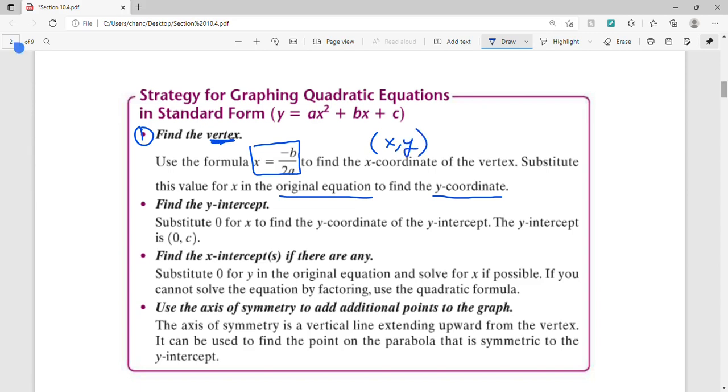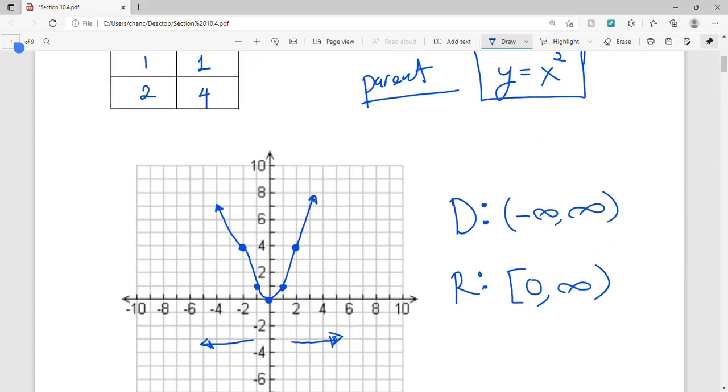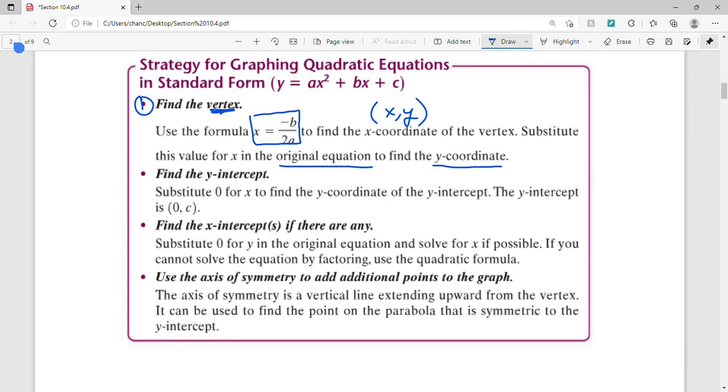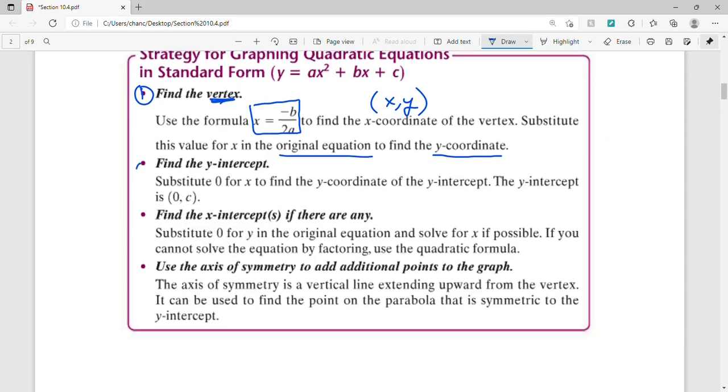Let's go back to our original graph. The vertex is right here. It's the point at which the graph starts changing directions. This is known as the vertex of the parabola. The next step is to find the y-intercept. To do this, you will let x be equal to 0 and then solve for y.